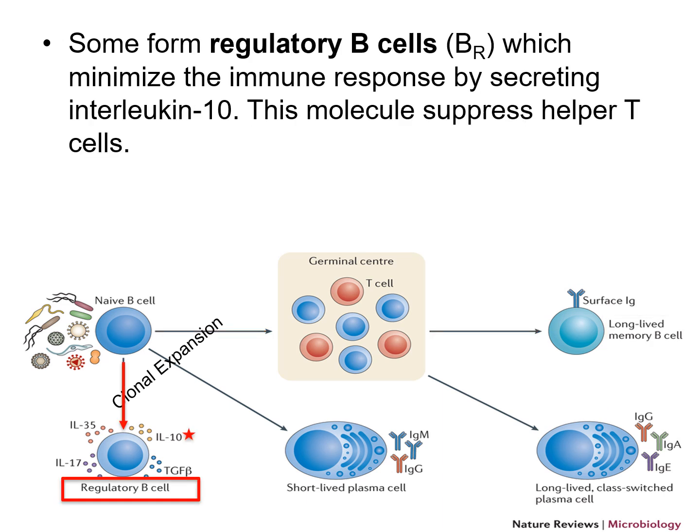Some clones will turn into regulatory B cells. These will minimize an immune response by secreting interleukin 10. Interleukin 10 is able to suppress the T helper cell.